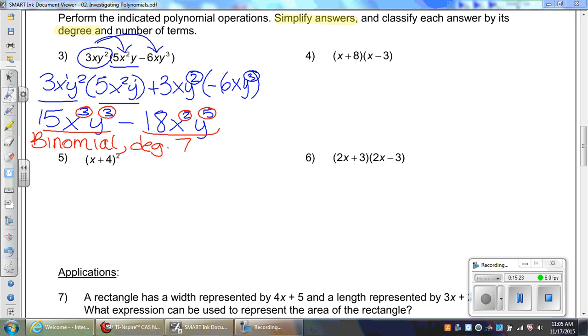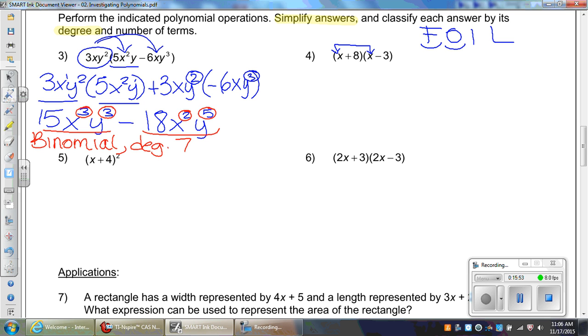Okay, next problem. I know that you might be very used to the term FOIL, right? So when you multiply two binomials, I know maybe you were taught that way. I just want to refresh your mind. So the F stands for first. So you take the first term from the binomial multiplied by the first term of the other binomial.